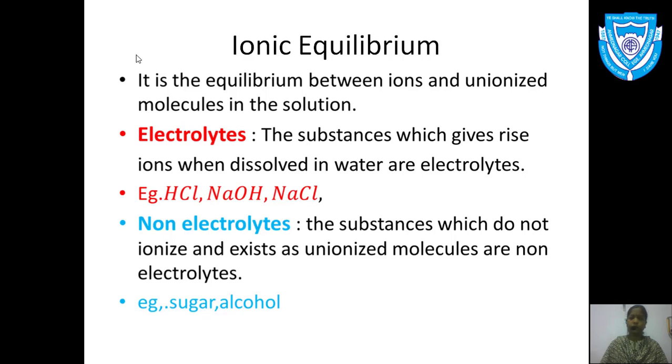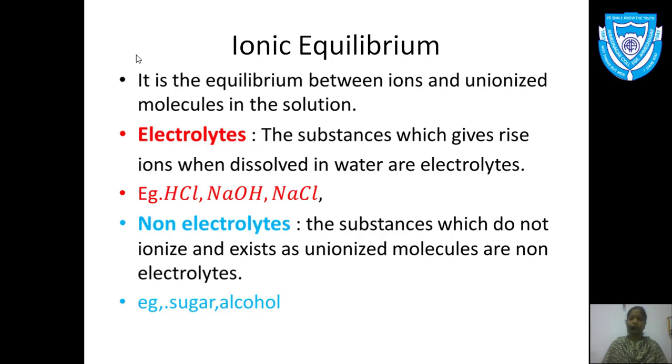Dear students, today we are going to learn about ionic equilibrium, chapter 3. Before moving to ionic equilibrium, you must know about the electrolytes. What are electrolytes? Electrolytes are the substances which give rise to ions when dissolved in an aqueous solution. That means the substance splits up into cations and anions in an aqueous solution.